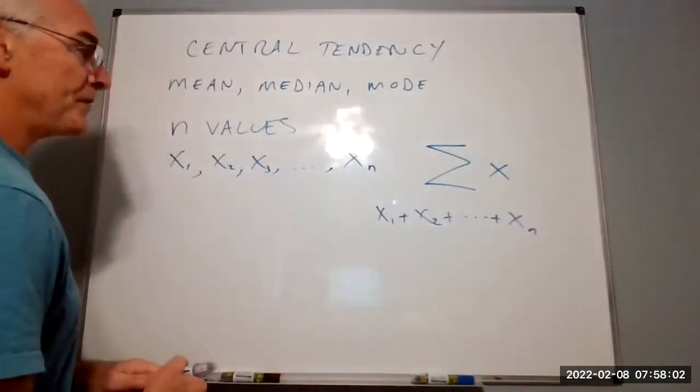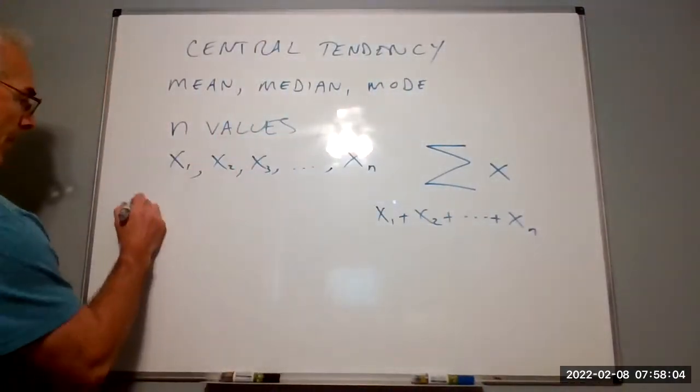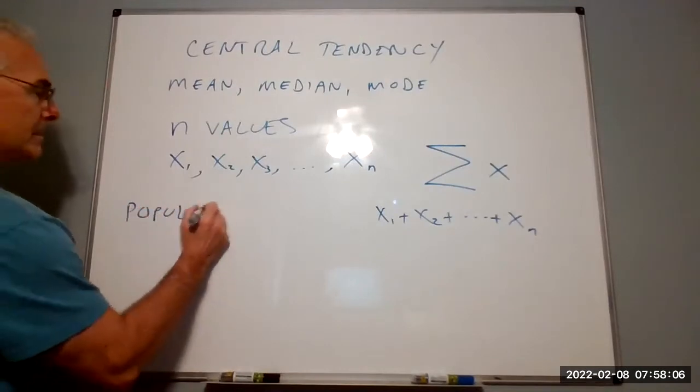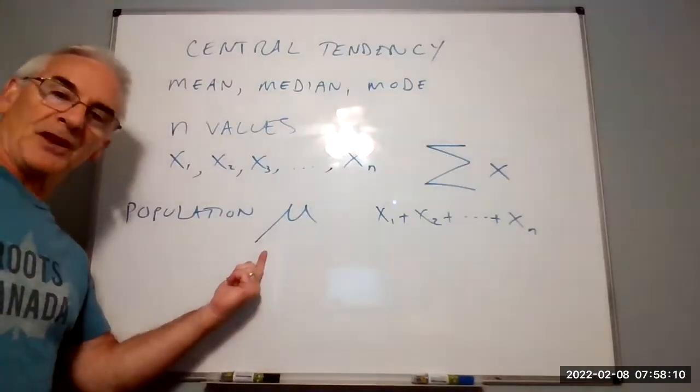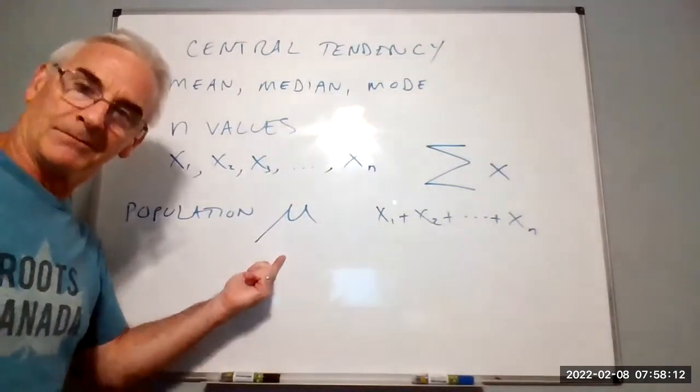So when I want to find the mean, there's two. The population, we use the Greek letter mu. Mu looks kind of like an M with a tail, mu.